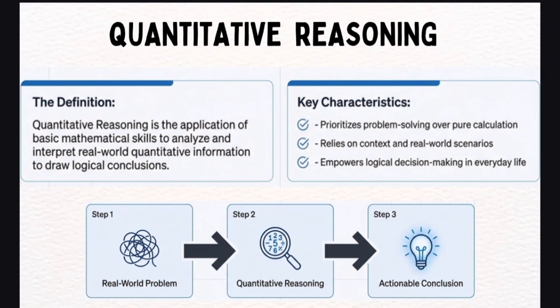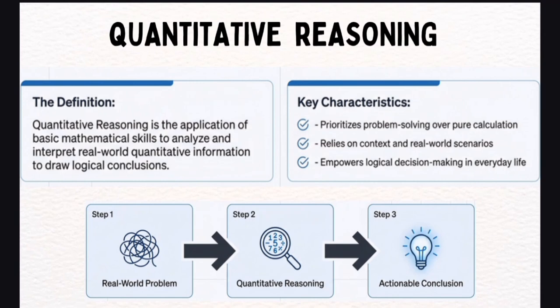So altogether, quantitative reasoning is the application of basic mathematical skills to analyze and interpret real world quantitative information to draw logical conclusions. Simply, it means that quantitative reasoning is the ability to analyze, interpret, and use numerical data to solve real world problems. So, this ability is essential for making evidence based decisions.